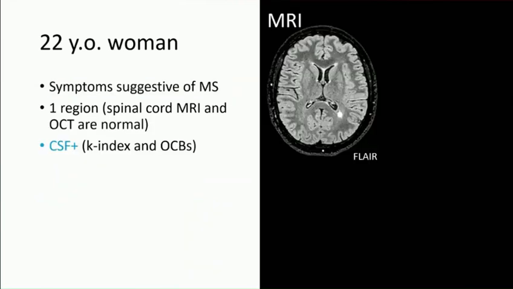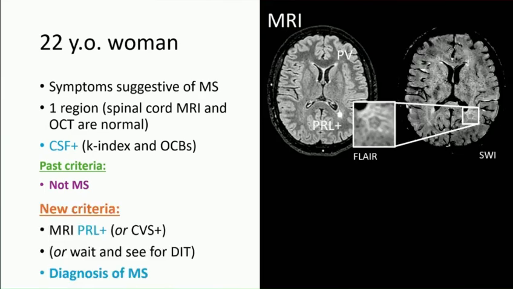I think we would have all done the CSF analysis to this lady already with the past set of criteria, and indeed we demonstrated the presence of kappa index and oligoclonal bands, but with the past criteria she would have not qualified for the diagnosis of MS. Actually, this lady came to clinic with SWI images where we were able to demonstrate one paramagnetic rim lesion, which based on the new criteria is enough for the diagnosis of MS. So in this specific case, we have only one brain region, positive CSF, and the presence of at least one iron rim lesion.